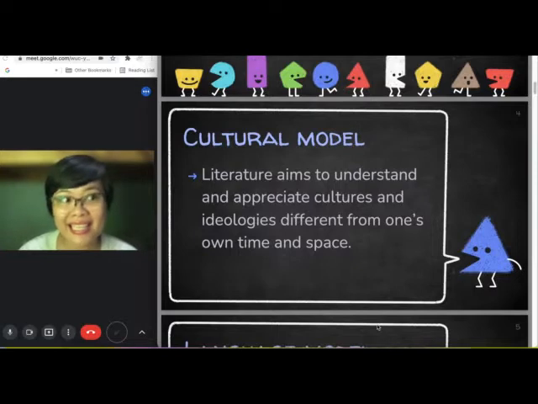That's set in Regency England. So the time was the Regency era, and then the place is England. Meanwhile, I was born in the contemporary times, the 21st century, and I'm from the Philippines. So the difference in culture is quite stark, right?